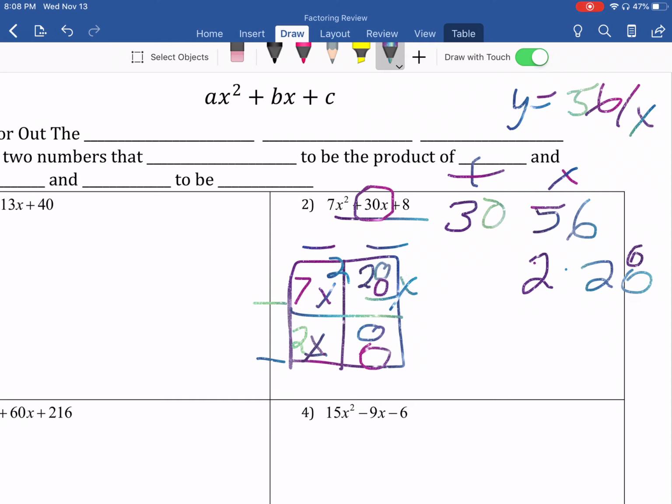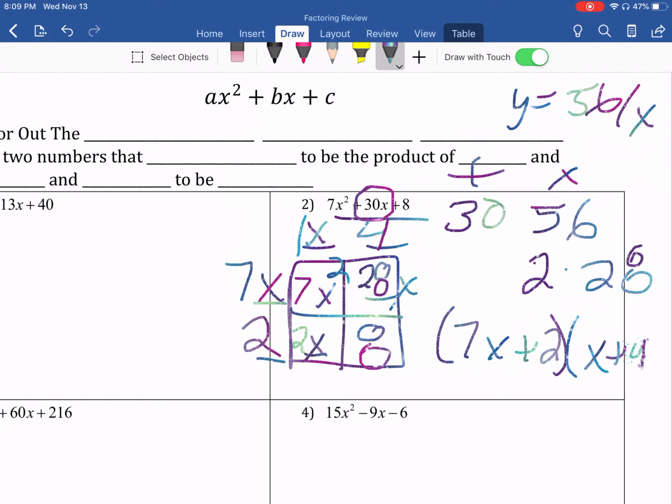Okay, the greatest common factor here is going to be between 7 and 28. Well, what had to be on the outside? A 7 and an x, because they both have x. Here, the 2x and the 8, there had to be a 2. Okay, and 7x times 1x is 7x squared, and 7x times 4 is 28x. So my factored form is going to be 7x plus 2 times x plus 4, and you are all done.